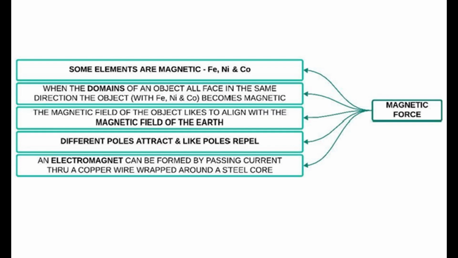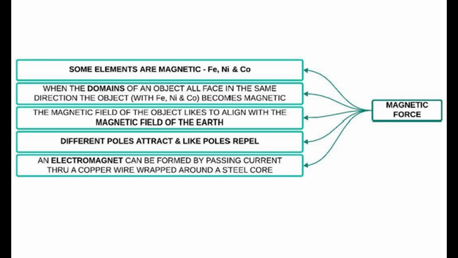The last non-contact force is magnetic force. Some elements are magnetic, that is iron, nickel, and cobalt. When the domains of an object all face in the same direction, then the object becomes magnetic. The magnetic field of an object likes to align with the Earth's magnetic field. And similar to electromagnetic force, different poles attract and like poles repel.